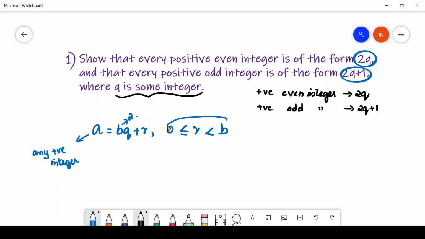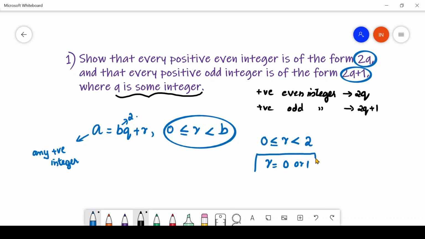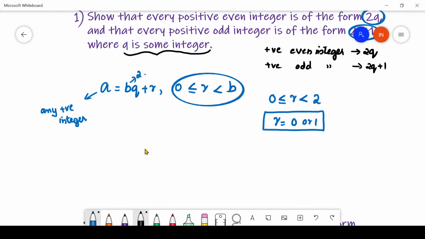So how will this condition change? Let us see, 0 less than or equal to R less than B. B is 2, right? So R can have values 0 or 1 because it should be less than 2. So now we are going to apply these values for R. We have A is equal to BQ plus R.